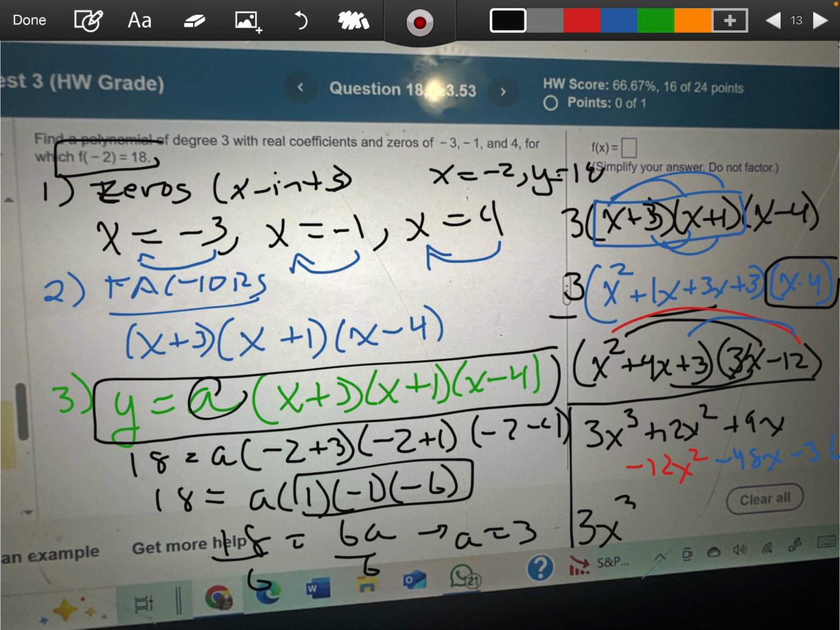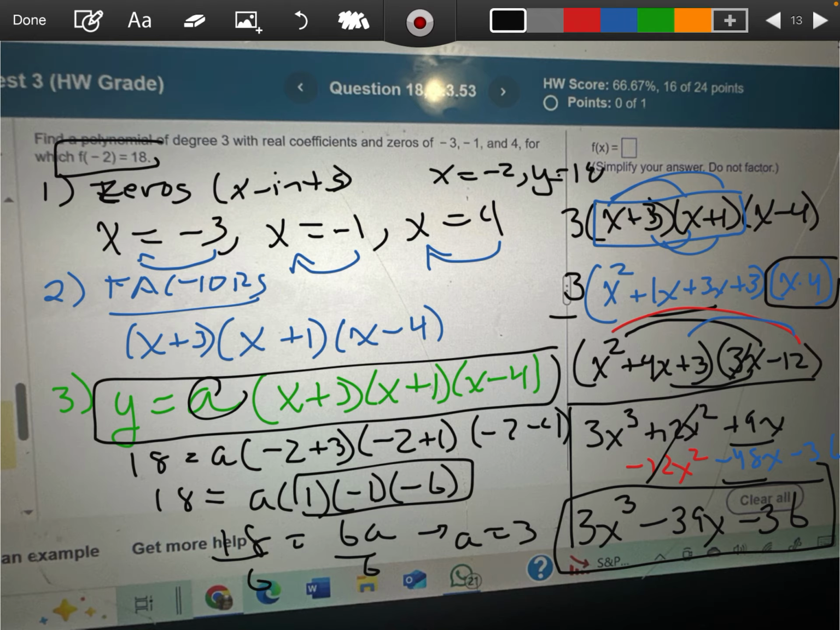Look, 3x to the third. My x squared is going to cancel. Minus 48 and plus 9. Minus 39x. And then minus 36. That's what they want us to write right there, y'all. Okay.